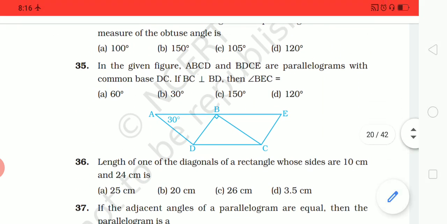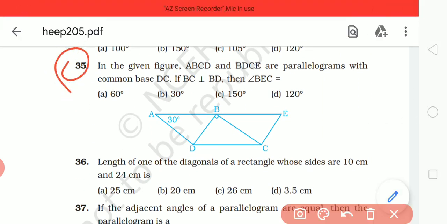Come to the next question, 35th question. In the given figure, we have ABCD and BDEC. This is BDEC. Two parallelograms are joined, and also it is given that BC is perpendicular to BD, right? This you have shown already. So then angle BEC you have to find out. This is equal to this angle, and this C is same as E. This is 30 degrees, students, and if it is perpendicular it is 90 degrees.